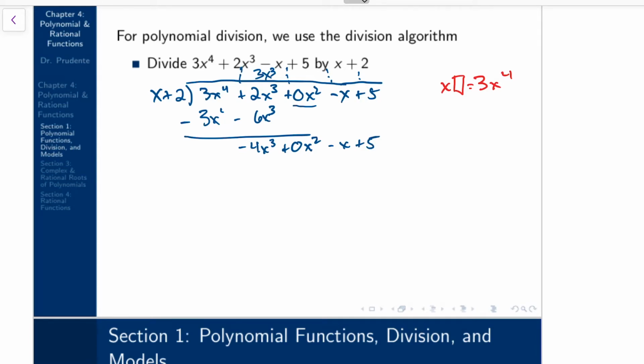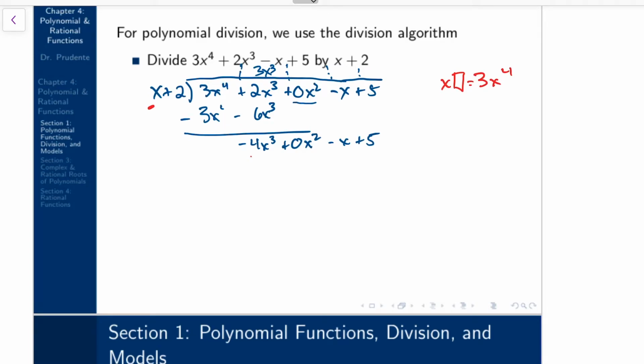And we start the process all over again, right? If I start with x, how do I get to negative 4x to the 3rd? I need a negative 4x squared, right? Negative 4x to the 3rd, and then minus 8x squared when I multiply this negative 4x squared and this 2.